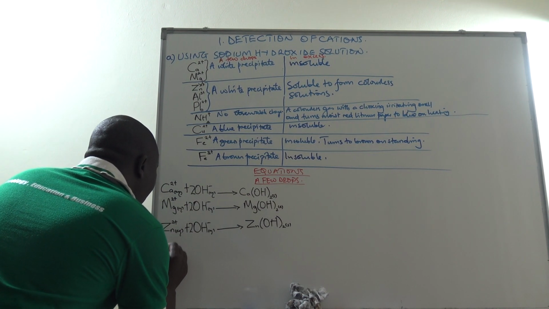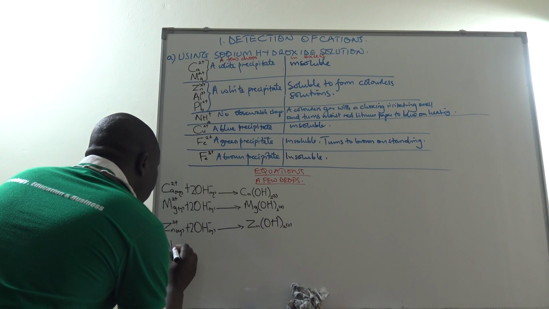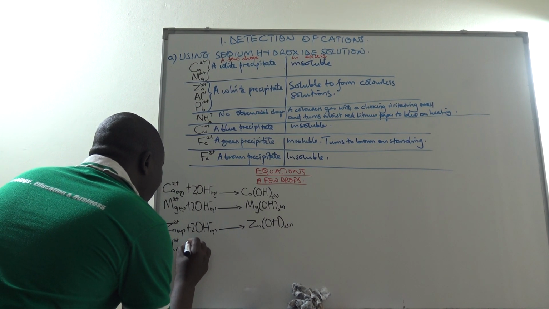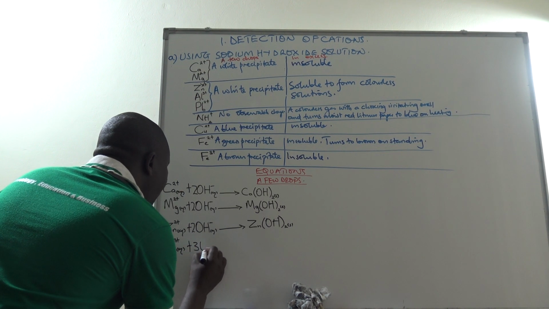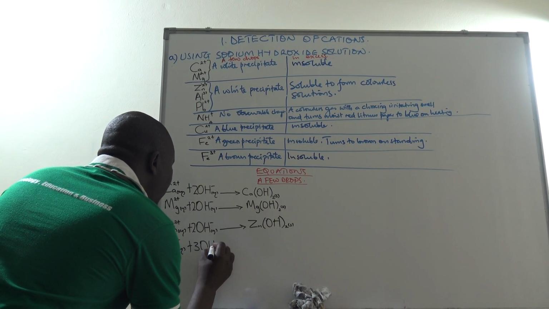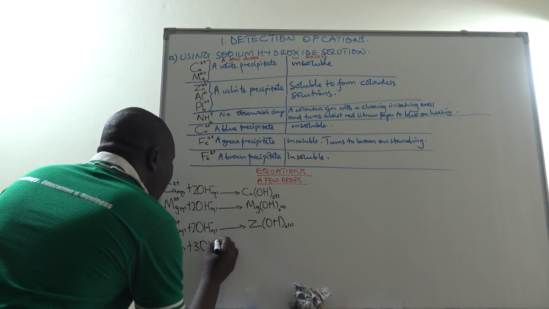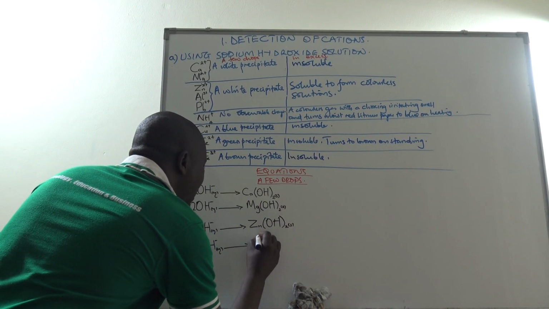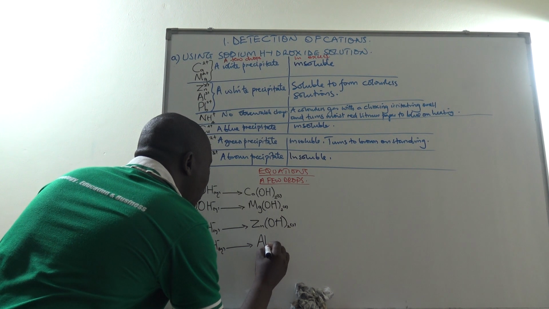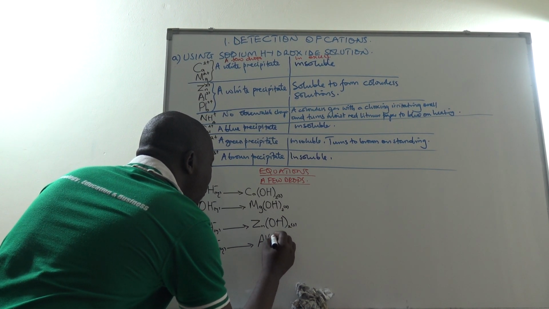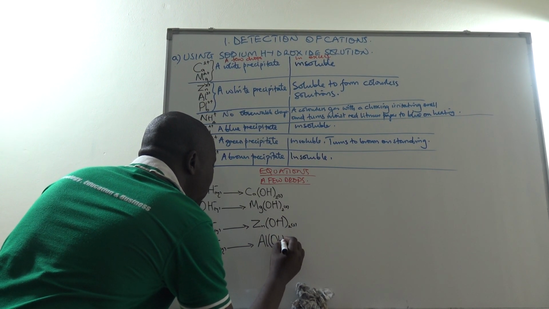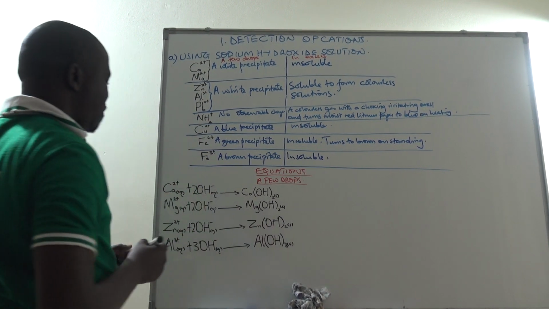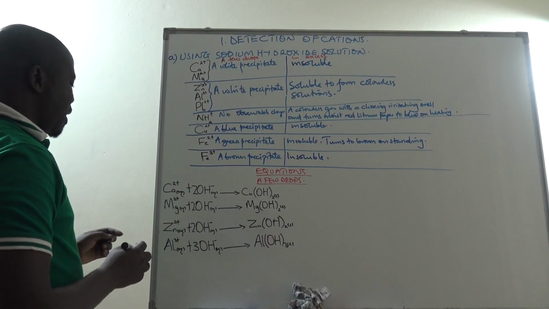Then aluminium ion. Aluminium ion, this is a trivalent cation, and we expect it to combine with the 3 hydroxide ions, which have only 1 negative charge each, and we get aluminium hydroxide, with 3 down here being the valency of aluminium. That is for aluminium ion.